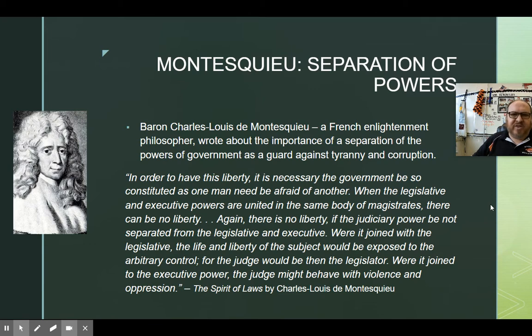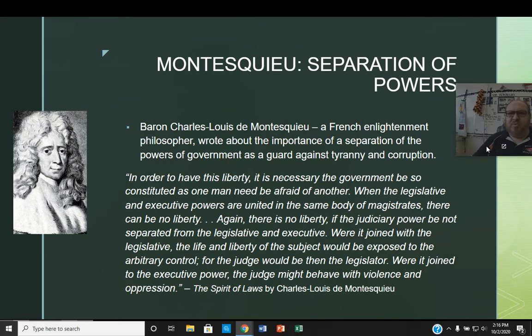Were it joined with the legislative, the life and liberty of the subject would be exposed to arbitrary control. For the judge would be then the legislator. Were it joined to the executive power, the judge might behave with violence and oppression.